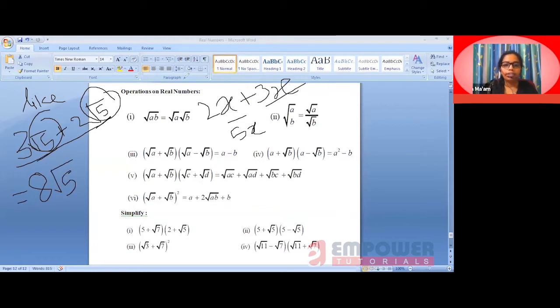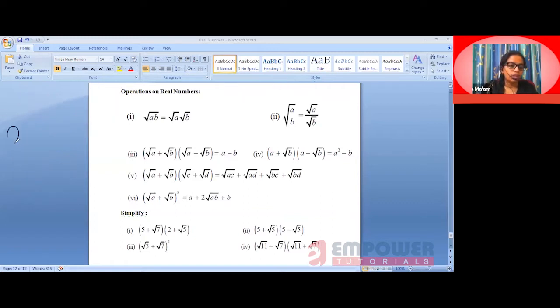Okay, what if I have something like this? 3 root 5 and 2 root 5. The answer is 5 root 5. Yes, sorry, I made a mistake. It should be 5 root 5.